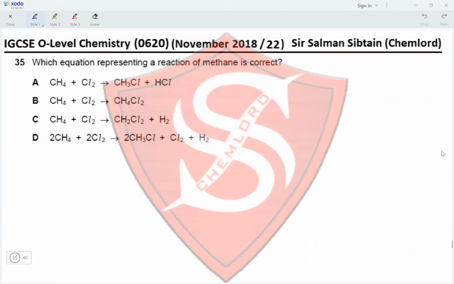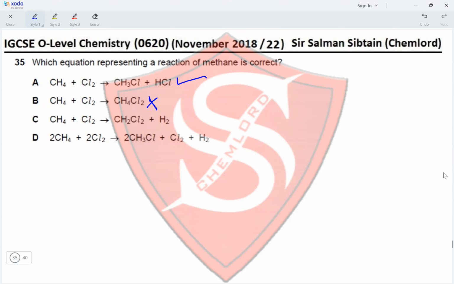Question 35. Which equation represents a reaction of methane is correct? Methane plus chlorine would form CH3Cl and HCl. Yes, this is the substitution reaction of alkanes, which is also true for methane. And CH4 plus Cl2 will form CH4Cl2. That means chlorine will be added onto methane. There is no place available in methane to add any further atoms, so this reaction does not happen.